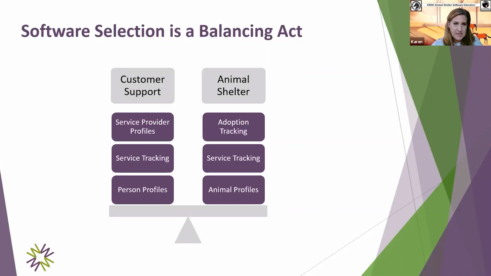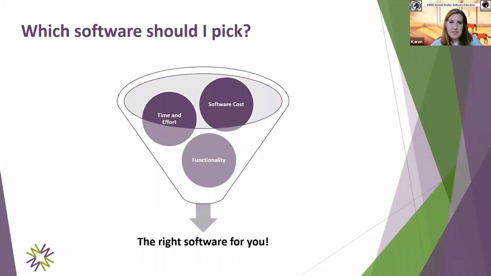And if we go to the next slide, the other things to take into account are the cost of the software and what your budget is, the time and effort that you have or your staff has or your volunteers have to devote to possibly configuring software, managing it, and then what the functionality is of the software. Does it really meet all the needs that you have? So hopefully, when you throw all those things together into one funnel, what will come out is a decision about the right software for you.